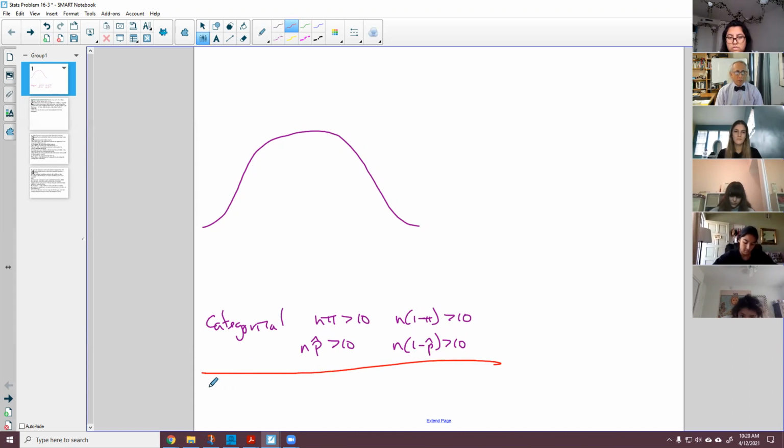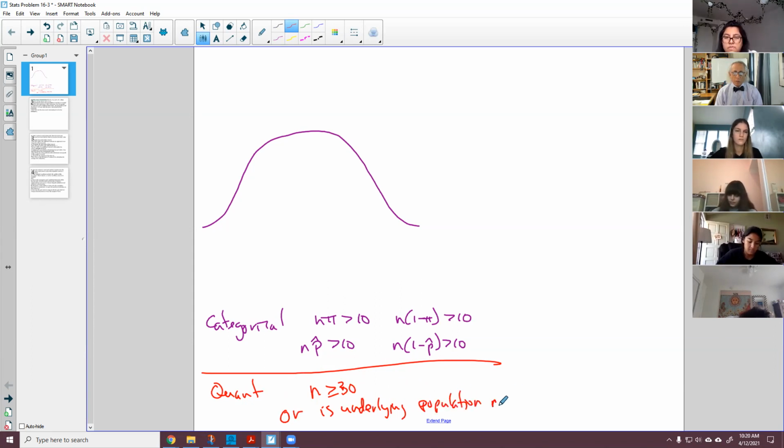For quantitative variables, we're really just asking: is n greater than or equal to 30, or is the underlying population normally distributed? Either one of those means that I can use the central limit theorem. So you have to make sure that you test your conditions.